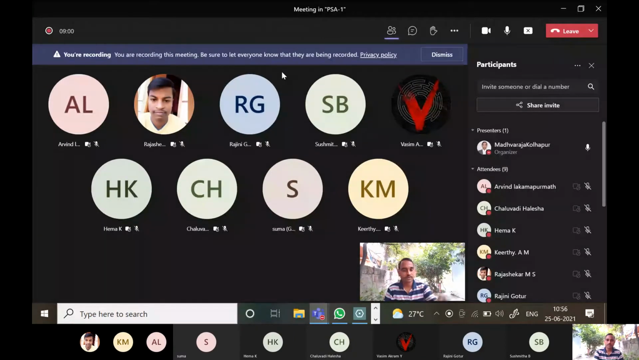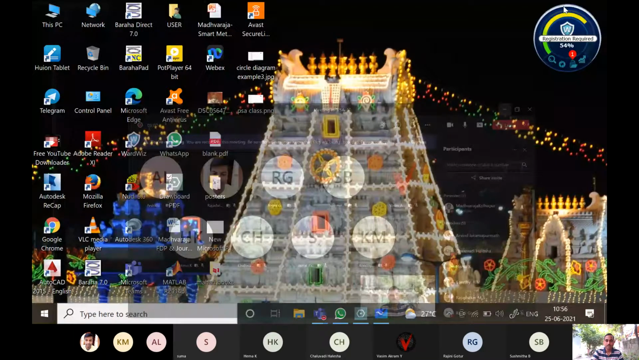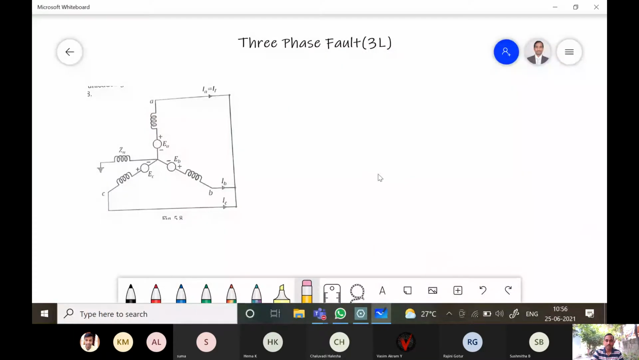Okay, good morning everyone. Today we will discuss the three-phase fault. In the symmetrical components derivation, we will look at the three-phase fault. It means all the phases A, B, C are shorted, boltedly shorted.